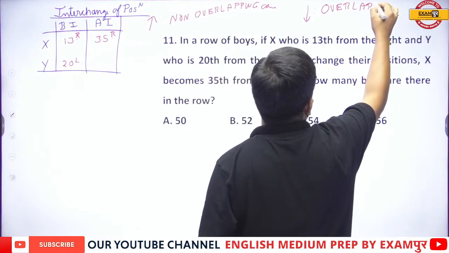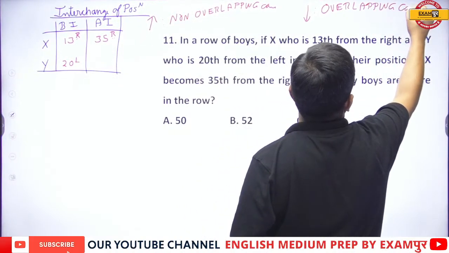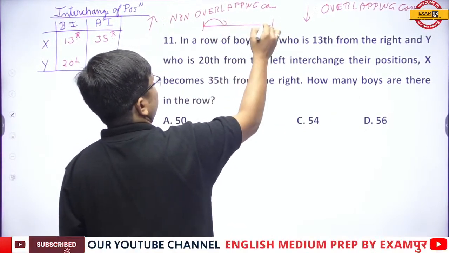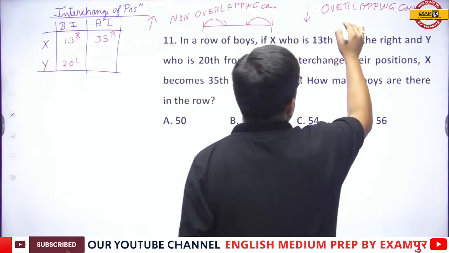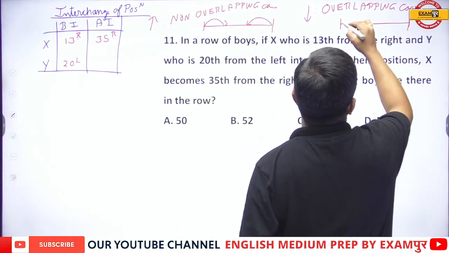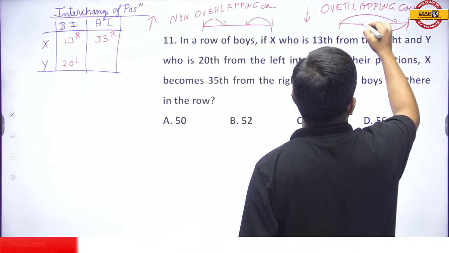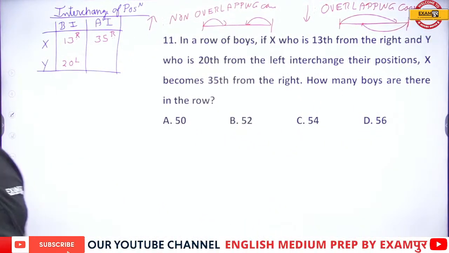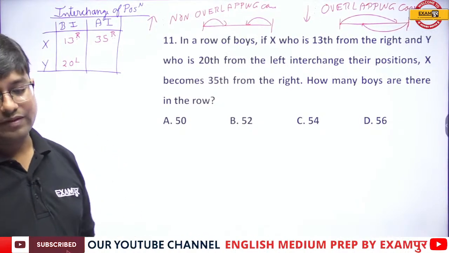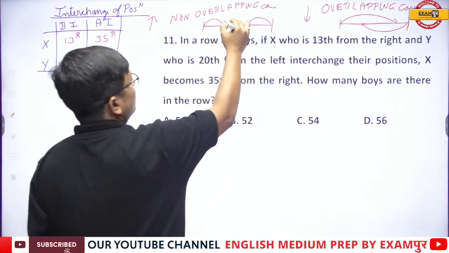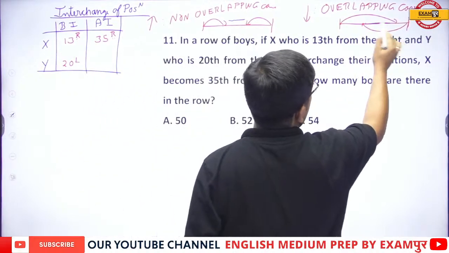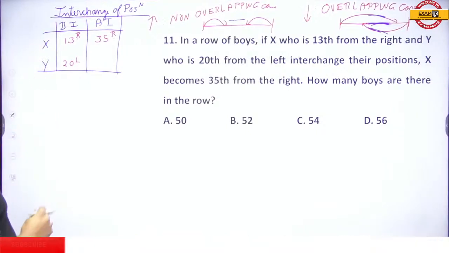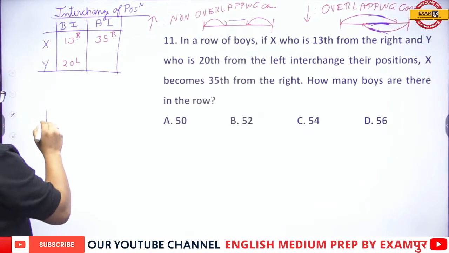Now what is non-overlapping and overlapping? Let us discuss. Non-overlapping case means something like this, the positions are not overlapping, and overlapping case means something like this, that the things are overlapping. Here the things are not overlapping, and here the things are overlapping. So now here the position is increasing, so it is a non-overlapping case.